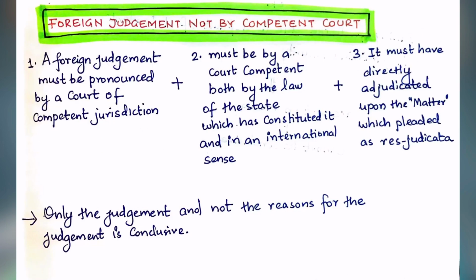Now let's discuss each of those cases in detail. Number 1 was foreign judgment not by a competent court. A foreign judgment must be pronounced by a court of competent jurisdiction, and must be by a court competent by the law of the state which has constituted it and in an international sense. And also it must have directly adjudicated upon the matter which is pleaded as res judicata. Only the judgment and not the reasons for the judgment is conclusive.